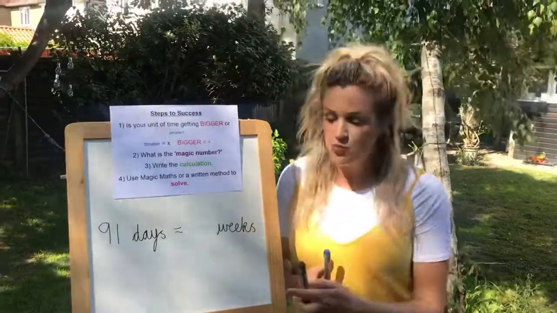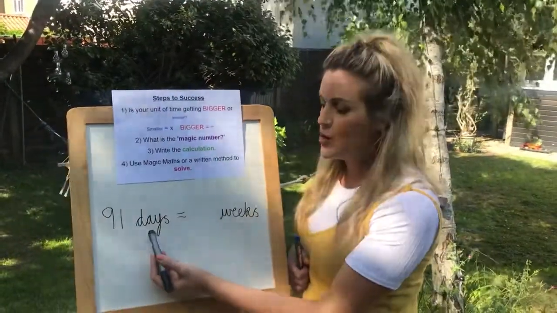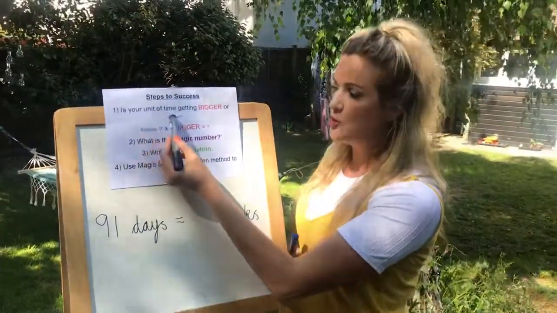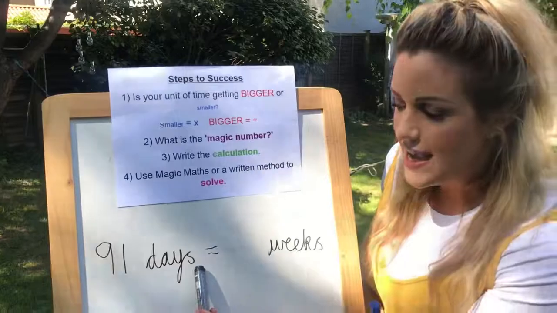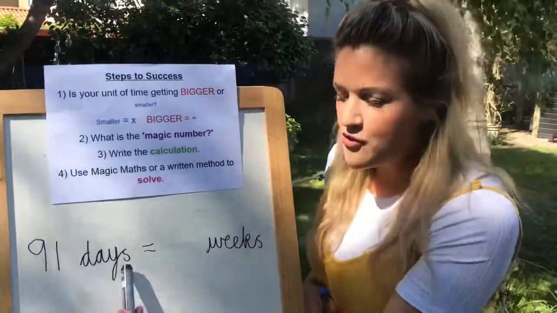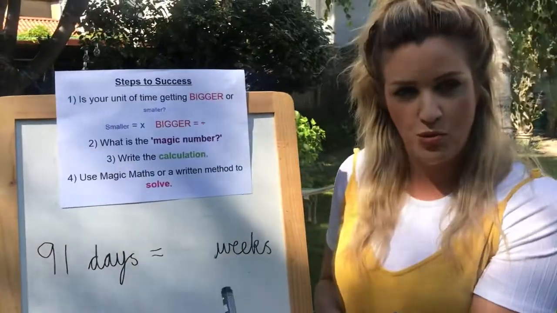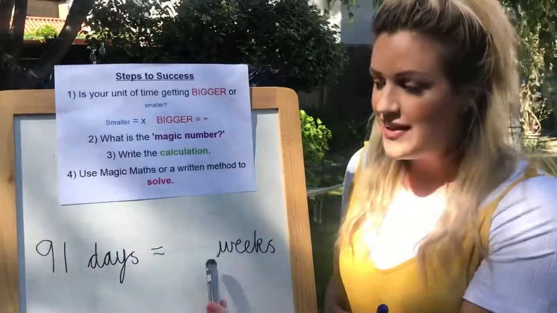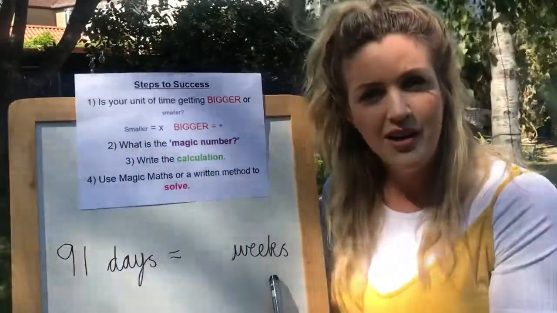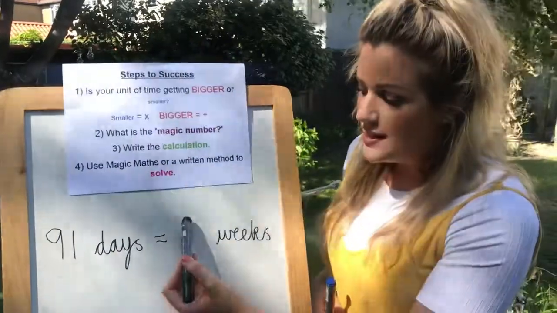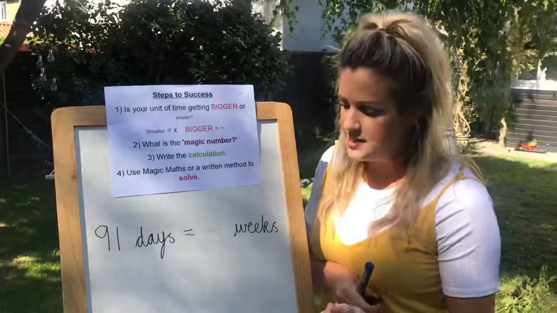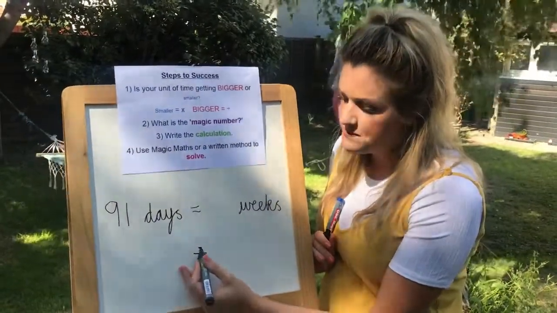Okay, so our next one is converting 91 days into weeks. So first of all, let's think about our units of time. We're using days and we're changing them into weeks. So are our units of time getting bigger or smaller? They are getting bigger. Weeks are bigger than days. Therefore, there's going to be less units of time, so we need to divide. So I'm going to put divide here.